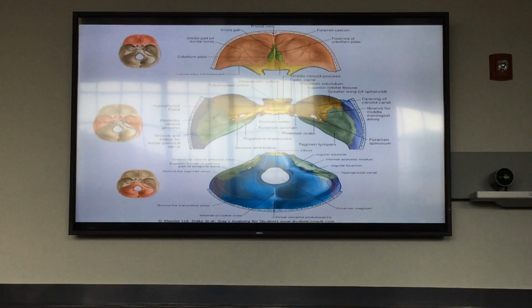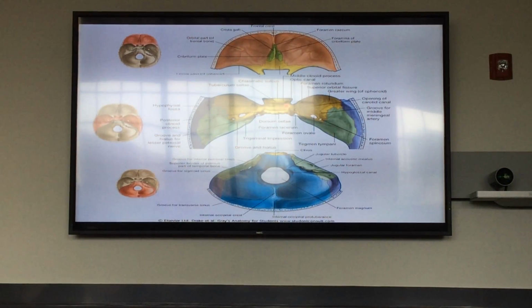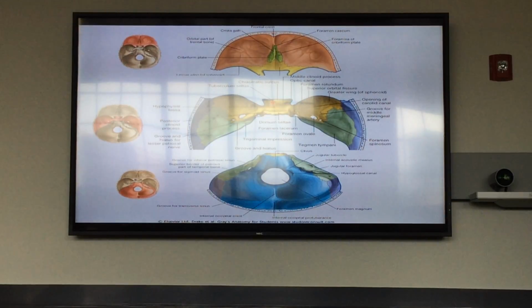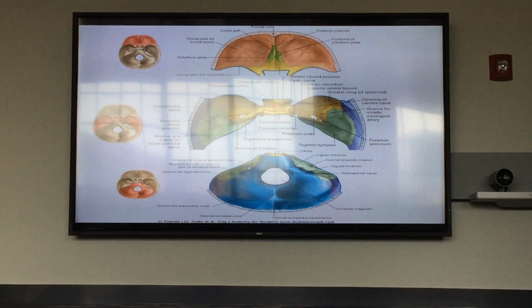Here, this region right here is known as the hypophyseal fossa. It's also known as the sella turcica. Has anybody heard that term before? Have you? What does it mean? So you heard the term before? It means Turkish saddle.